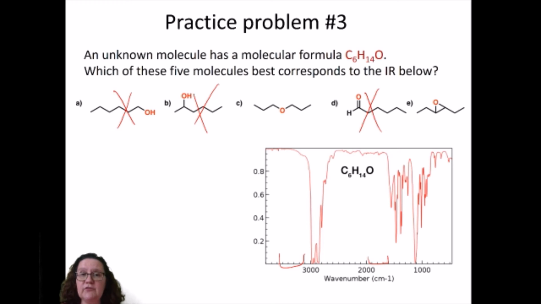My only options left are C and E, and they are both ethers. E is an epoxide, C is a linear ether, and again, I might be able to identify some differences between them, but the easiest thing now, because we have been given the formula of the compound, is to look at the number of carbons, oxygens, and hydrogens we have in those 2 structures. And in the case of this compound, the only option that has 6 carbons, 14 hydrogens, and 1 oxygen is option C. So that is the compound to which this spectrum corresponds.